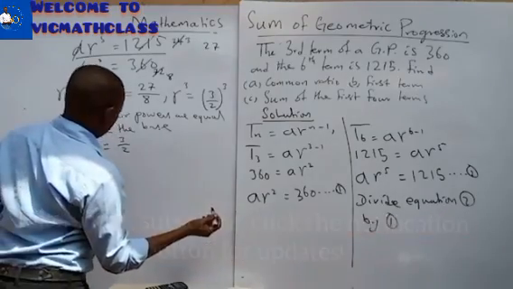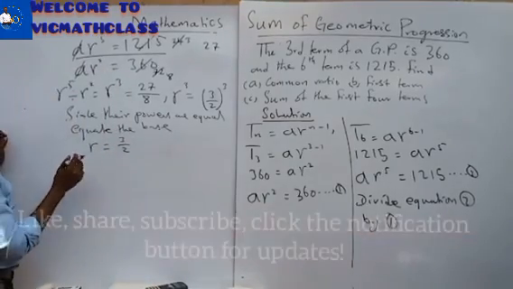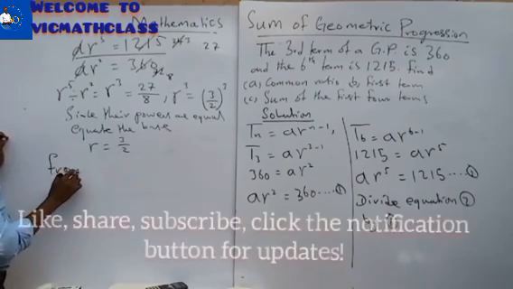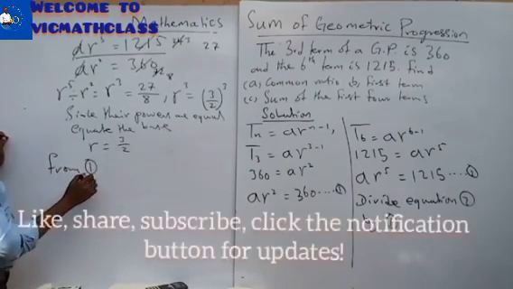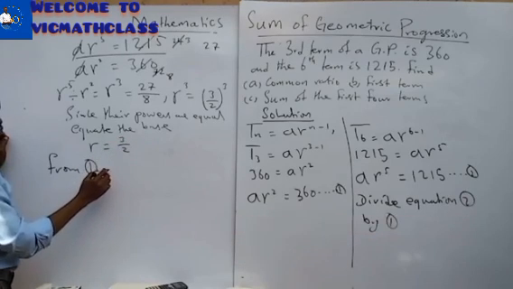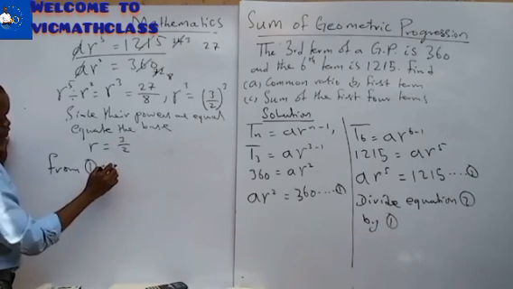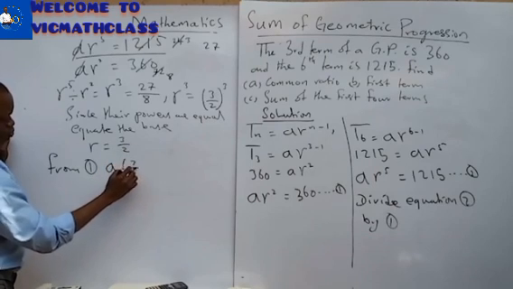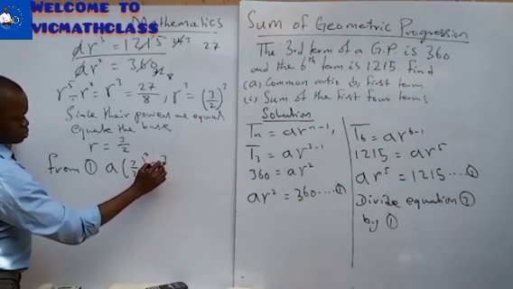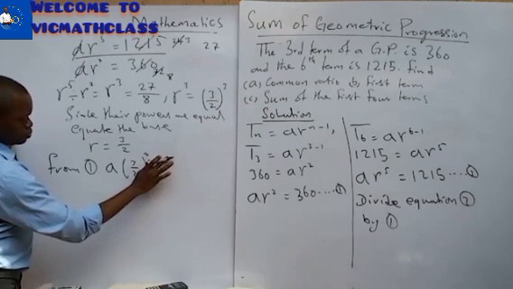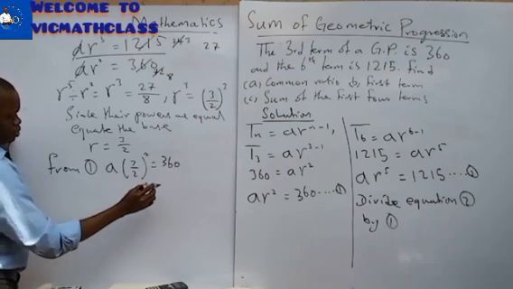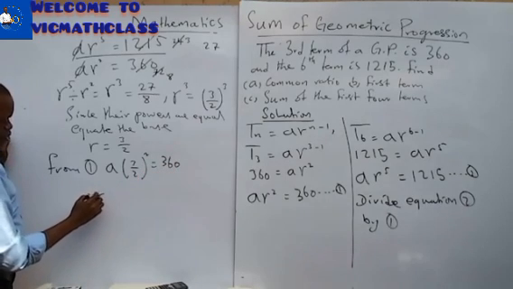So let me do it over here. Okay, so from equation 1, we have seen that the common ratio is 3 over 2. We can substitute it in equation 1 and have first term, bracket 3 over 2 raised to power 2, equals 360. Okay, so what do we have there?